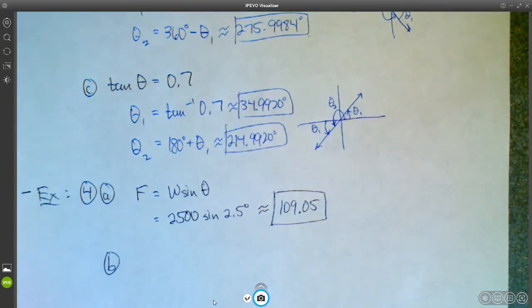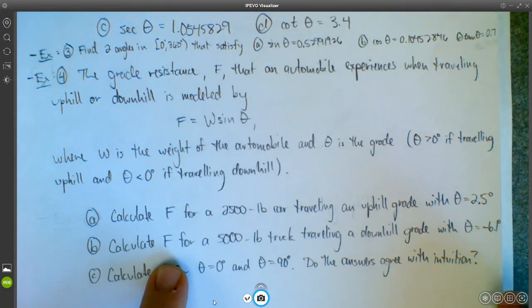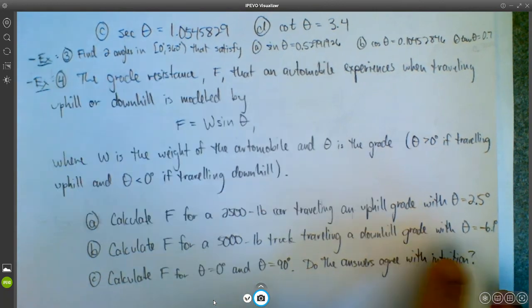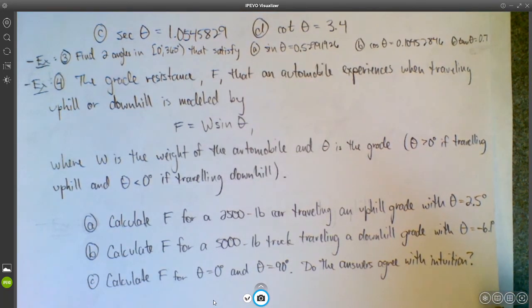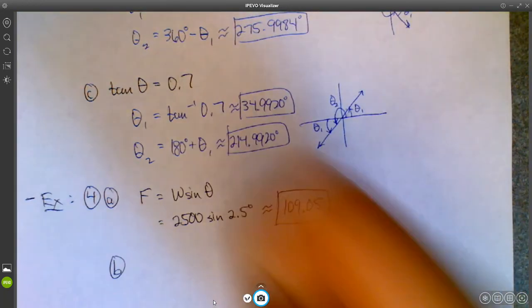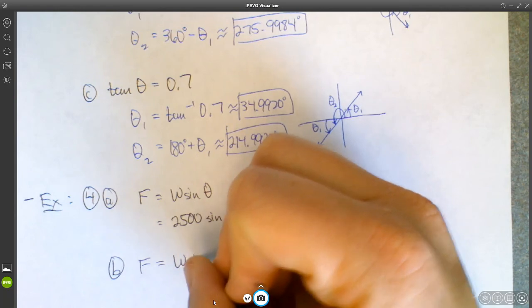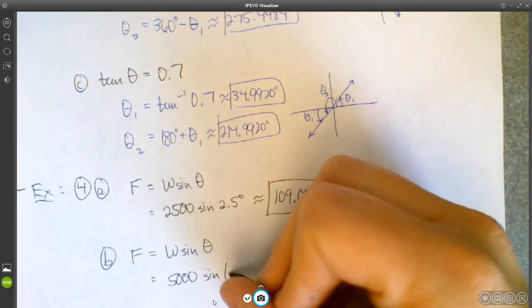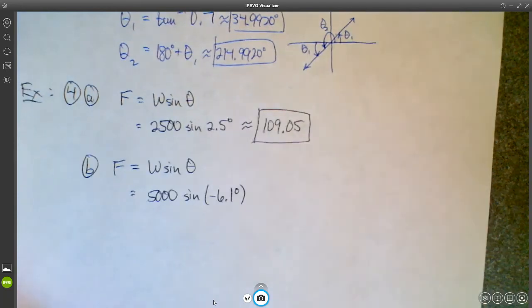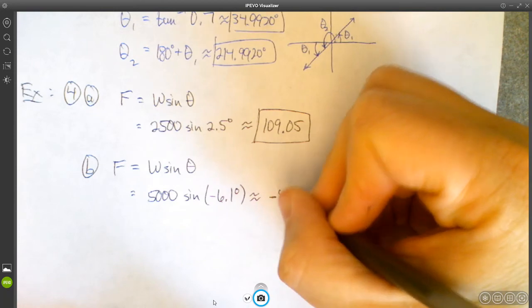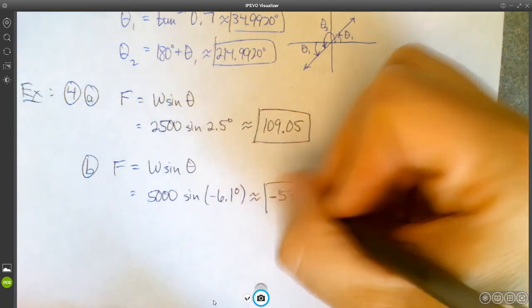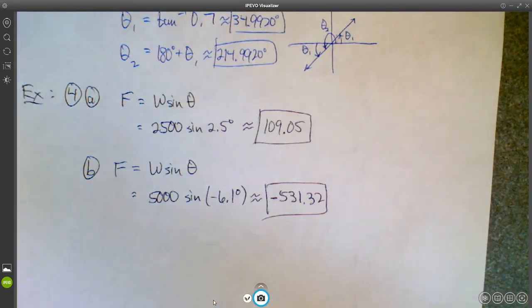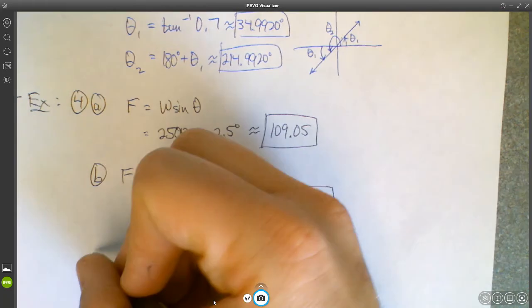Part B, it asks us, calculate the grade resistance for a 5,000 pound truck traveling a downhill grade with theta equals negative 6.1 degrees. Okay. So again, this time we've got a 5,000 pound truck, and we're going downhill. The grade is negative 6.1 degrees. What do we get? 5,000 sine of negative 6.1 is about negative 531.32. Okay, and then the last one.